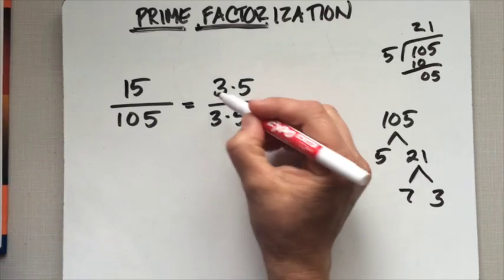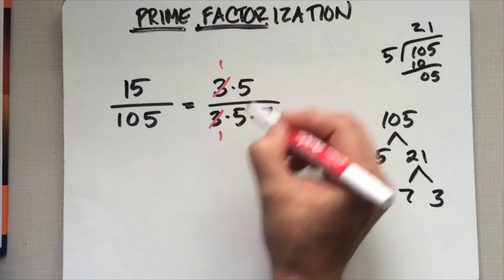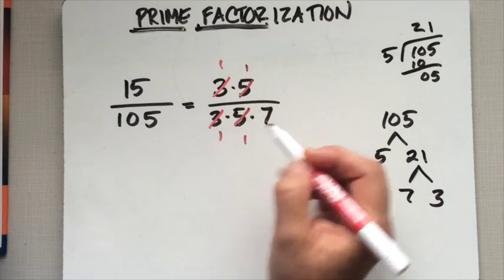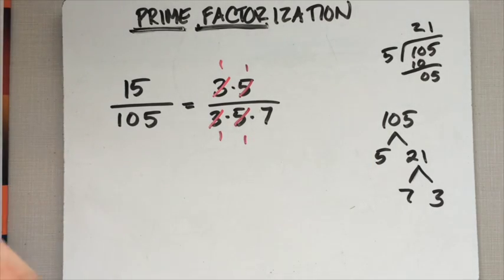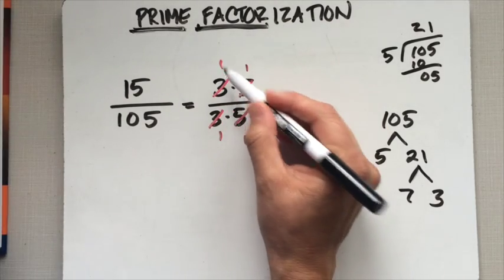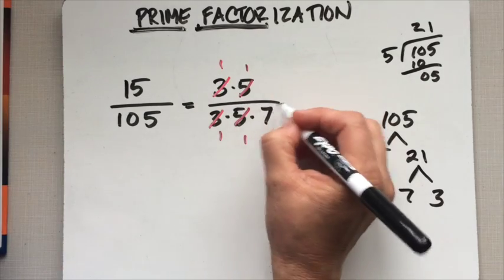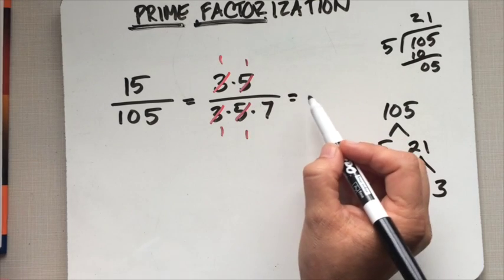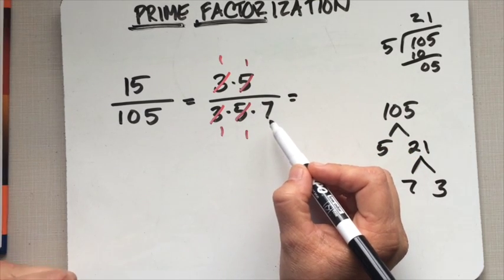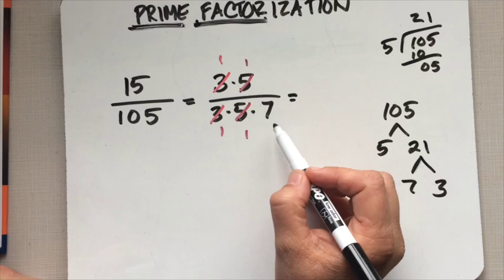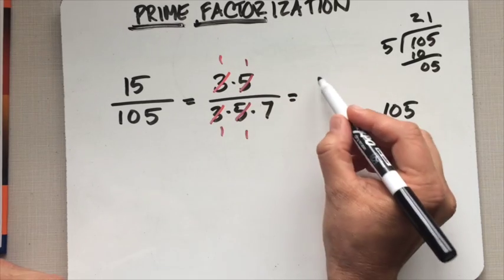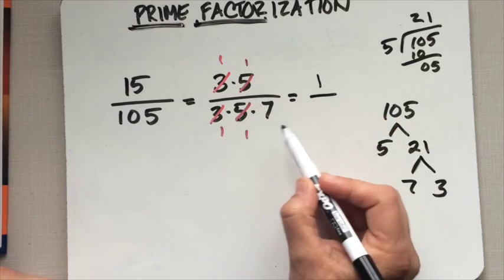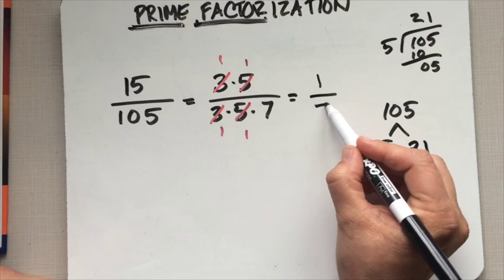All right. And when I cancel, 3 divided by 3 is 1. 5 divided by 5 is 1. A lot of students forget that when you're canceling, you're replacing the numbers with ones. And when the entire numerator cancels, some students think that they have a 7. Please, please, please don't make that mistake. Your numerator is now 1 times 1, which is 1. And your denominator is 1 times 1 times 7, which is 7.